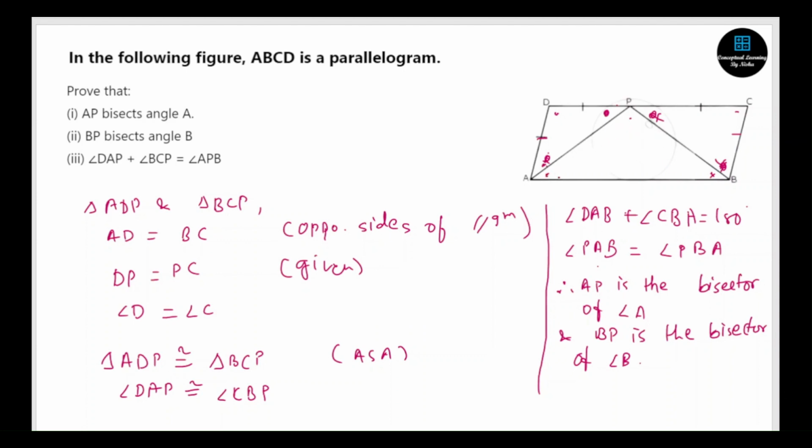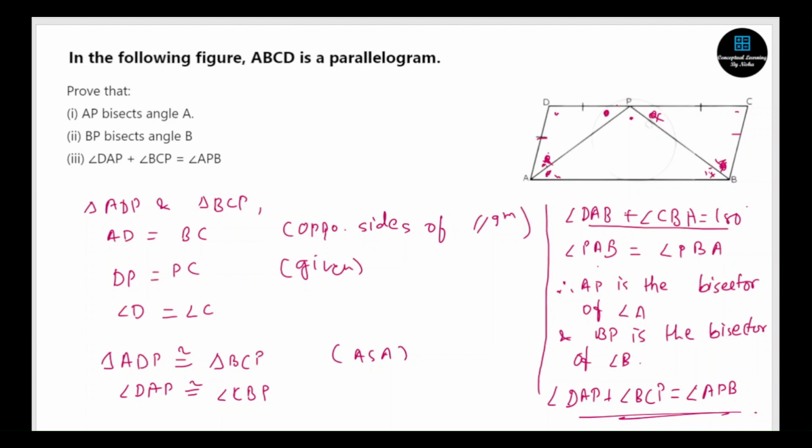Now, see, here we already proved that half of this, PAB and PBA, are the same, so we can say that angle DAP plus angle BCP equals angle APB, correct? Why? Because see, this plus this equals angle P, but these both are the same, so I can replace this, right? So hence we proved it.